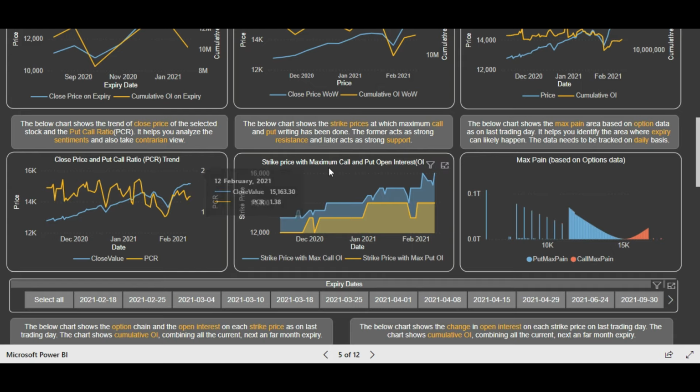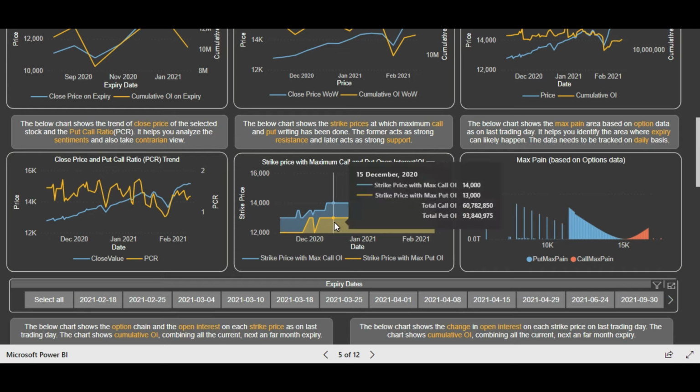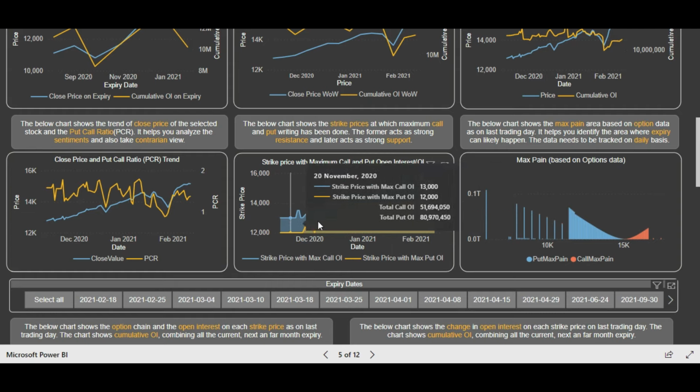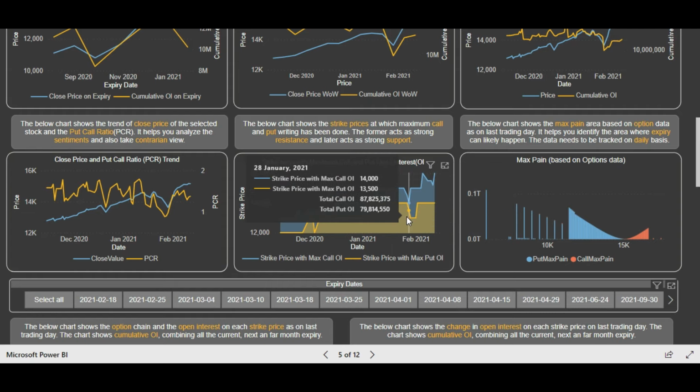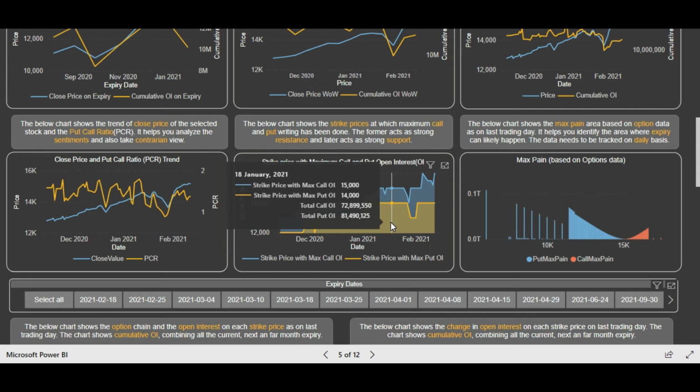So it means that the support levels are shifting higher, right? And also you can see the maximum call and put open interest. In this graph, we are filtering out only 2 strike prices: the strike price where the maximum put writing is done and the strike price where the maximum call writing is done. Over a period of time, you can see the trend. This helps you analyze the major support and resistance levels based on the cumulative open interest.